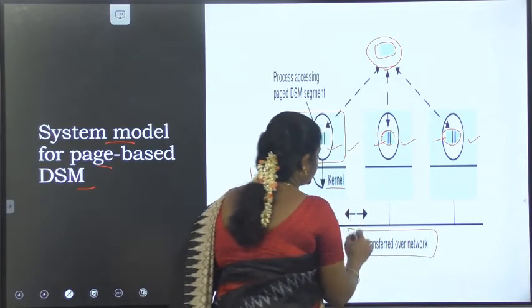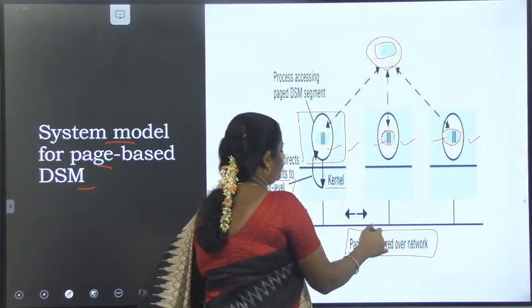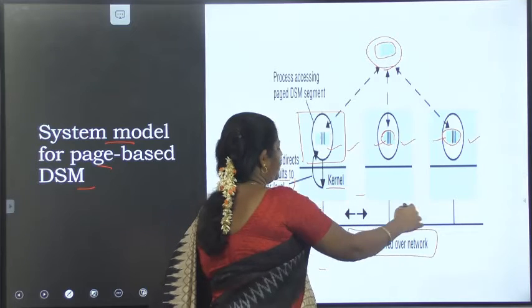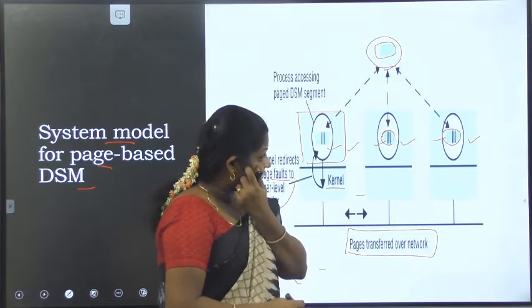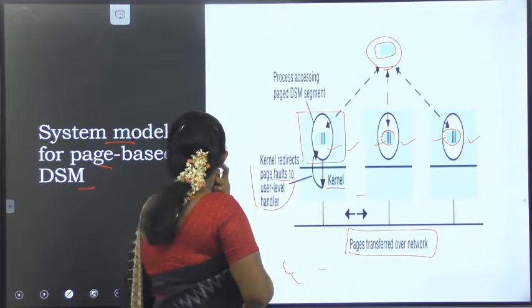And the network is connected here. With the help of this network, the pages are going to be transferred to the remaining processes which are connected in the distributed system.